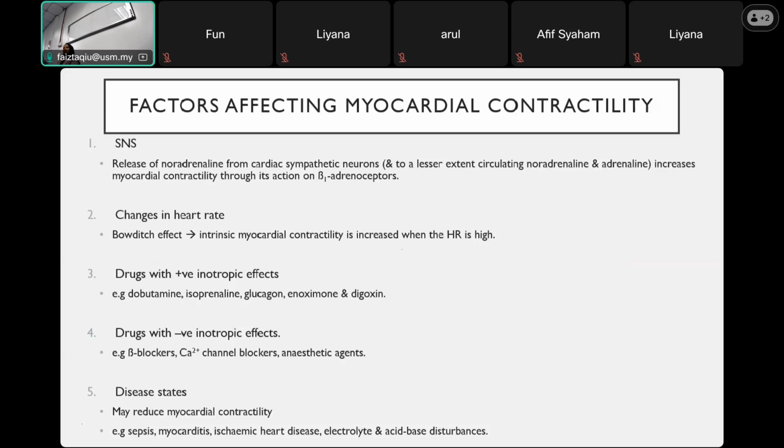I thought you said myocardial contractility is independent of heart rate. Now you say heart rate is one of the factors that affect myocardial contractility. Which one? It is independent, but this one is in specific condition. In specific condition.